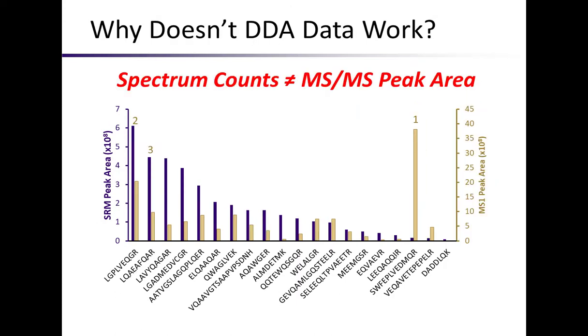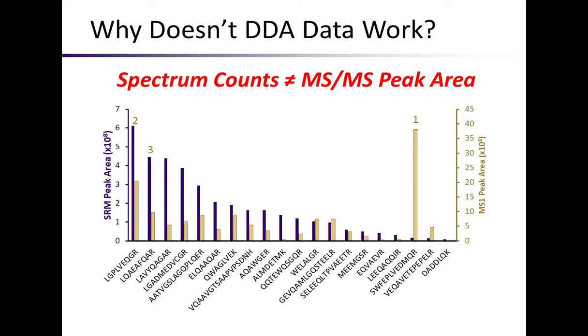So in summary, why doesn't DDA data work? Spectrum counts is not the same thing as MS peak area, right? So we can also look at the MS1 peak area too to try and do this. So you've got here now SRM peak area versus MS1 peak area, and it's the same story, right? So spectrum counts, MS1 peak area, they're not going to be the same as your tandem mass spectral peak area.